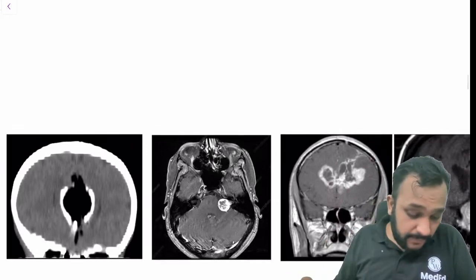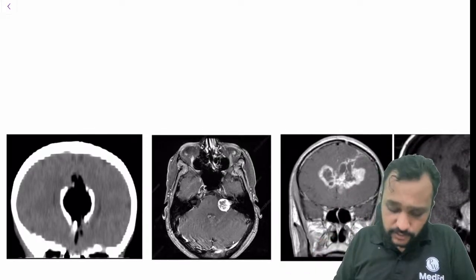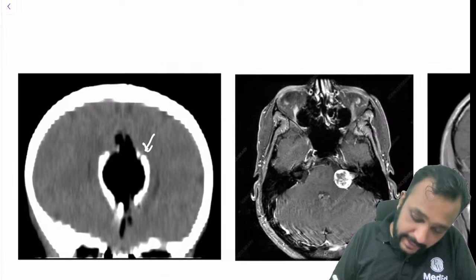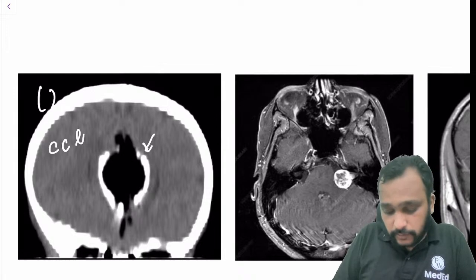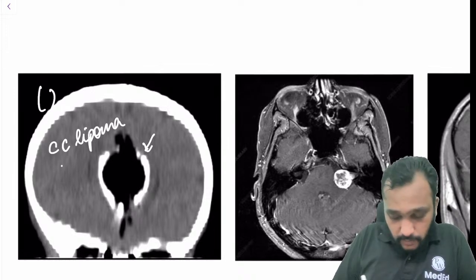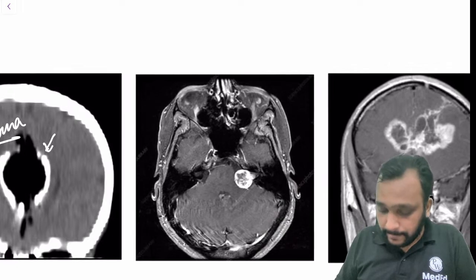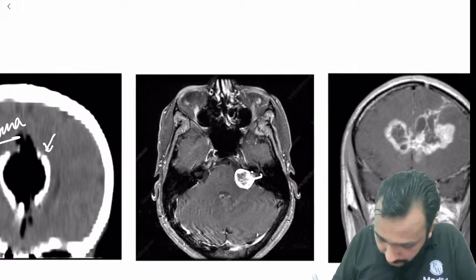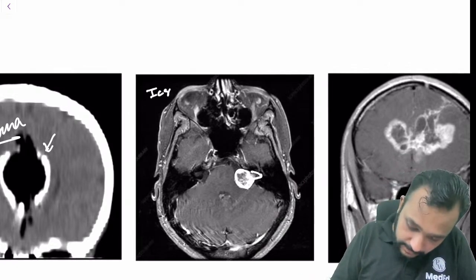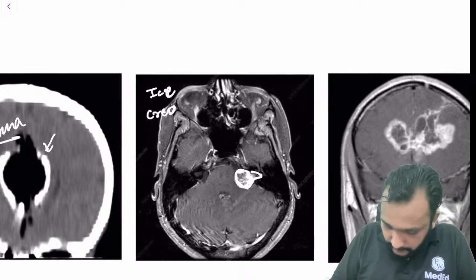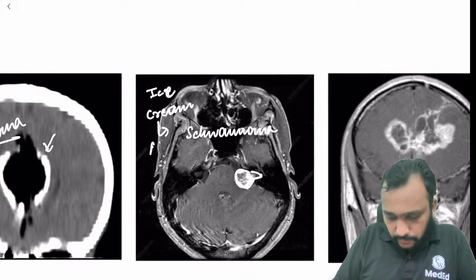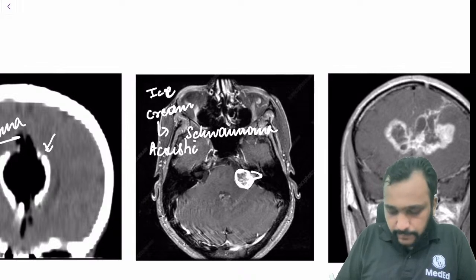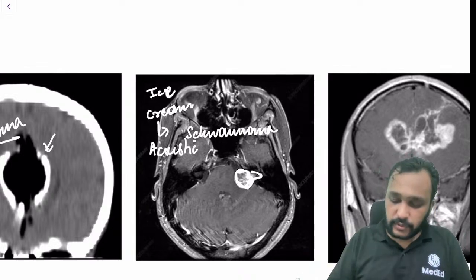Now, important images in the brain tumors that you guys should know. So this is the bracket calcification seen in patients with corpus callosum lipoma. Then you have this ice cream cone appearance. Ice cream cone appearance is seen in patients with acoustic schwannoma, right? So this is basically the tumor of the 8th nerve that is going to give the ice cream cone appearance.